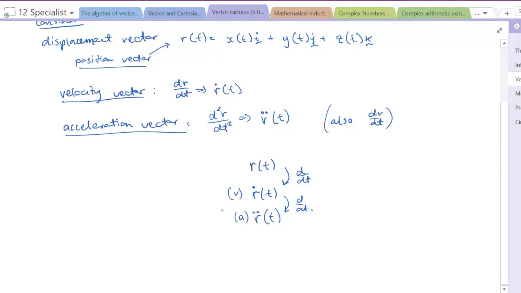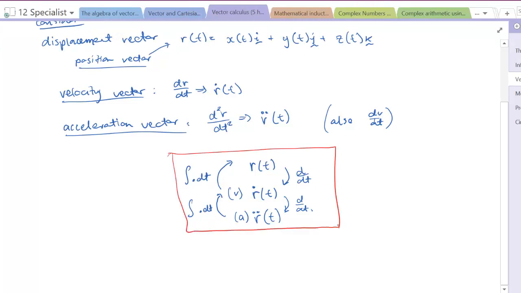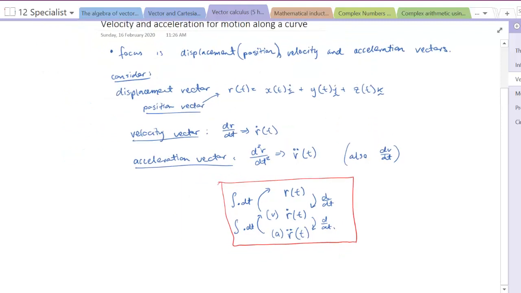Now if we wanted to go backwards from acceleration to velocity, we would have to find the integral with respect to time. And if we wanted to go back again from velocity to position, we would have to find the integral with respect to time. So this little relationship here allows us to jump between displacement or position, velocity, and acceleration using differentiation and integration, so using calculus methods.